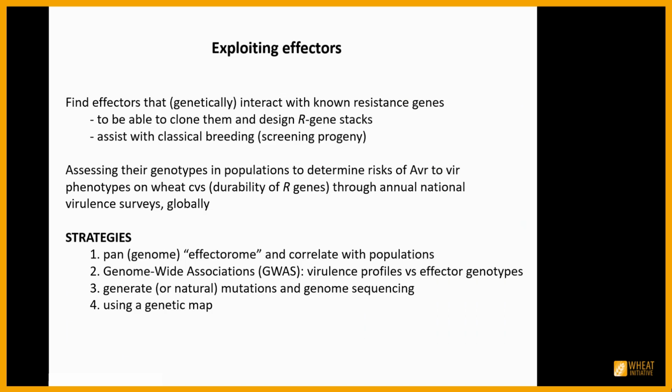I will talk a little bit now about exploiting effectors, what we can do with them. When you find effectors, they are probably interacting with resistance genes directly, at least for some of the examples we have from the rust AVR genes and R genes. So having fungal effectors will help us to clone the specific R genes, and also maybe assist us in classical breeding by screening progeny.